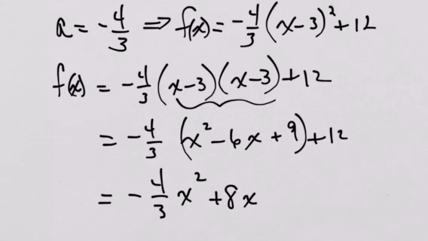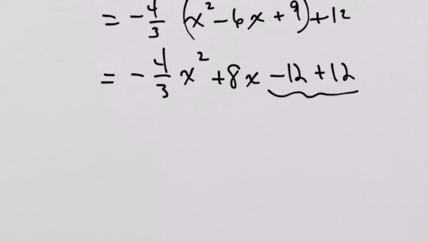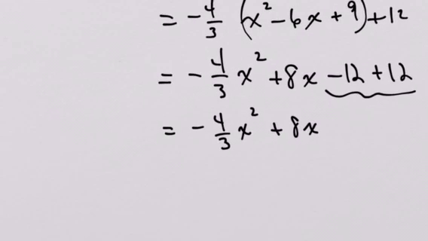Now, when I distribute the negative 4 over 3 to the 9, I get negative 36 over 3, which is negative 12. And then you will recall that we have another 12 outside. These two are going to combine and go to 0. So let's continue now. We have negative 4/3 x squared plus 8x. And earlier we were told that the fly was flying at 4/3 x.